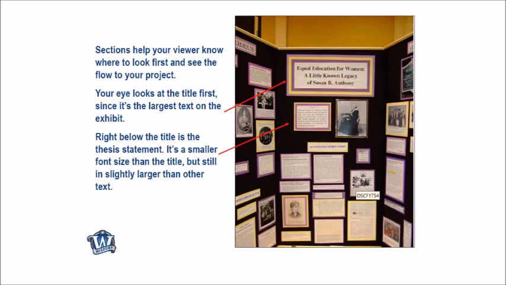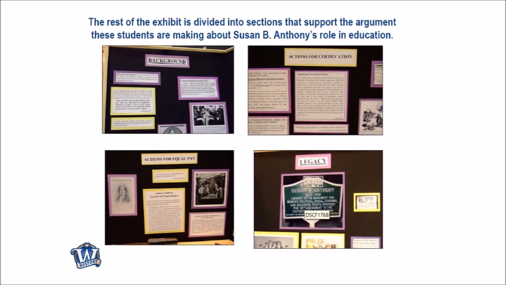Notice it's a smaller font size than the title, but still slightly larger than the other text. So that way you know, oh, this is the next most important thing. I'm going to look at that. And notice they have a nice picture of Susan B. Anthony next to it, so you can have her in your mind as you continue to read and look at this exhibit. And then it's noted that here it says the rest of the exhibit is divided into sections that support the argument these students are making about Susan B. Anthony's role in education. Right? So it says background. It's just going to tell you a little bit about who Susan B.